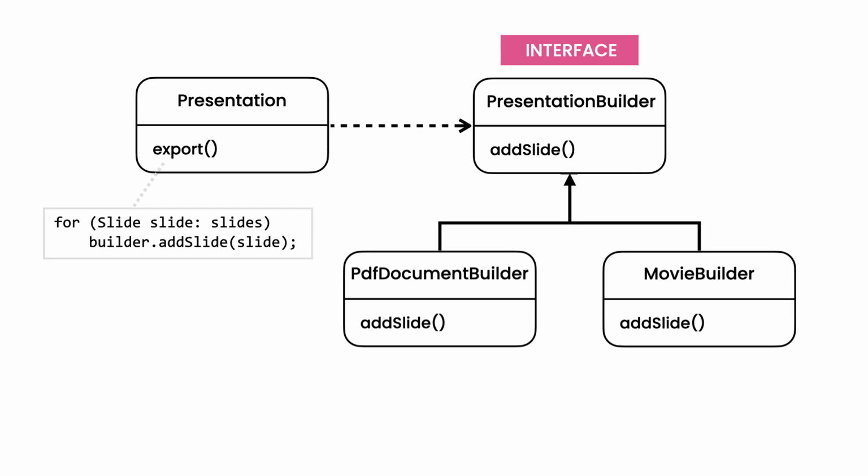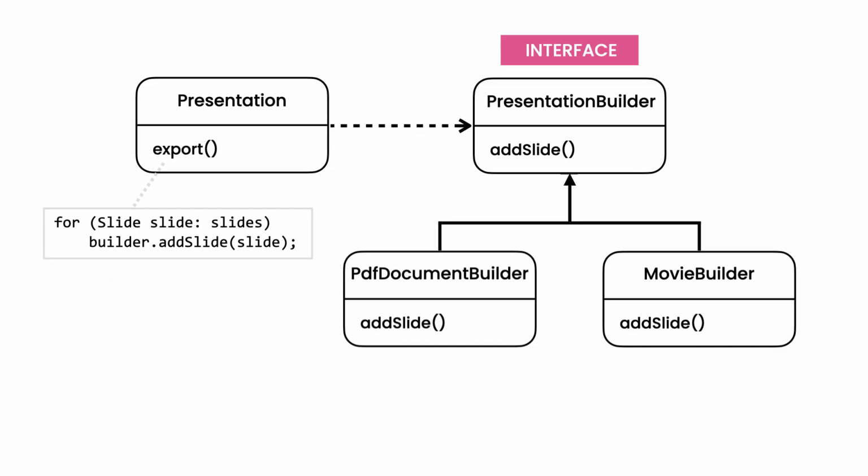Okay? Now in this solution, the logic that we have in the export method is the construction logic. That is the logic for constructing a presentation. Whereas the logic that we have in our builders is the representation logic. How we're representing a presentation. Is it a PDF document, a movie, a bunch of images, and so on.